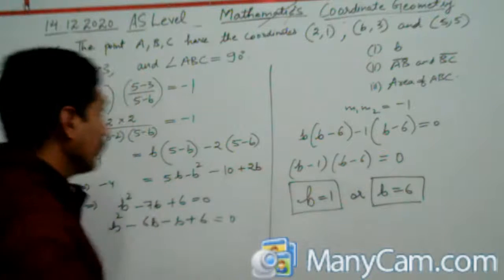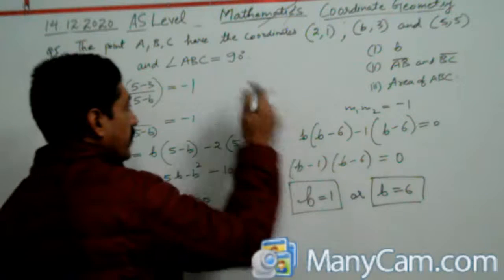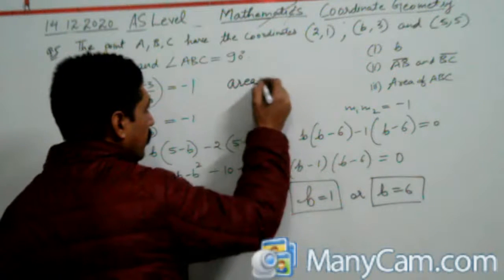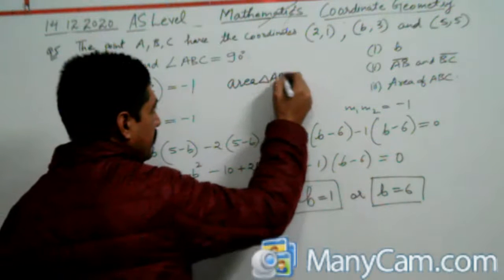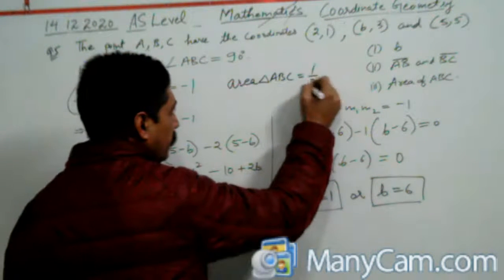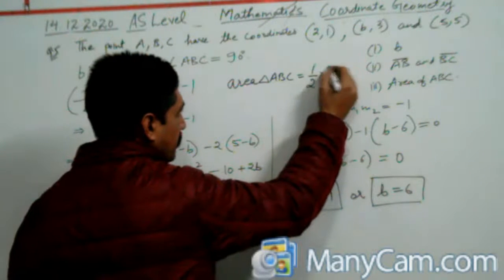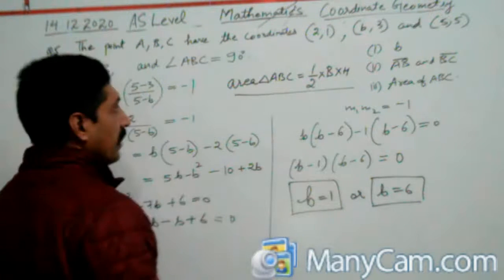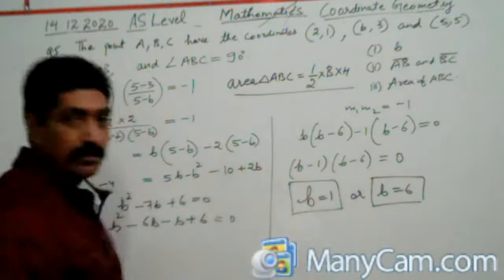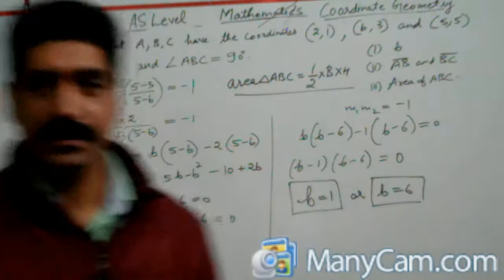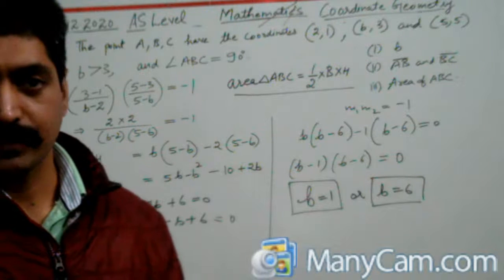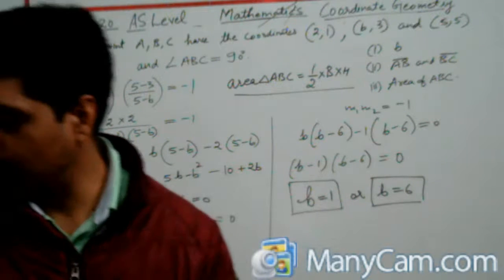Because it is a right angle triangle, the area of triangle ABC is equal to half into base into height. Right? So here height is the altitude. One side is the base and another side is the height. So in this way we have 2-3 more questions.